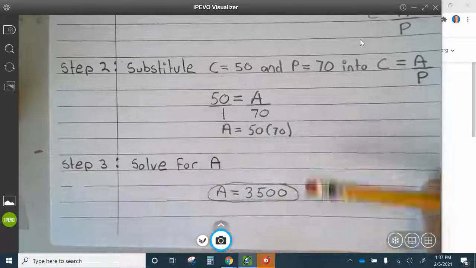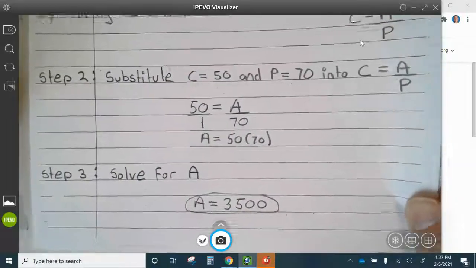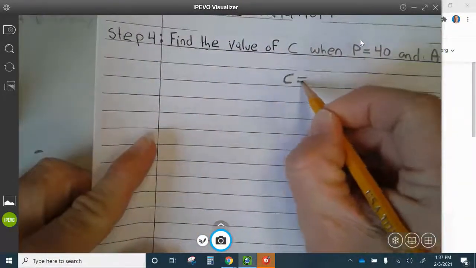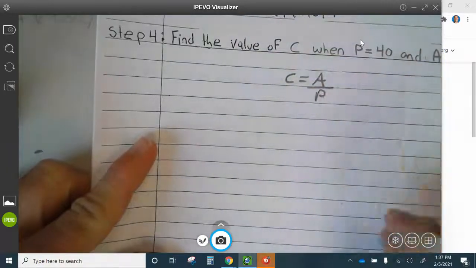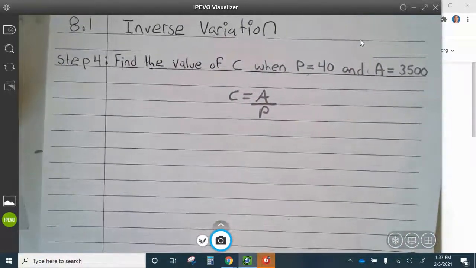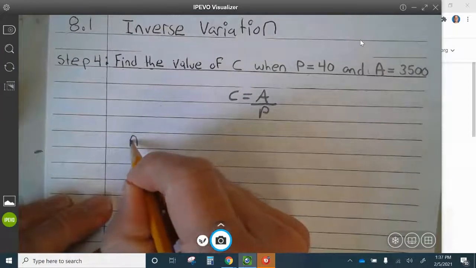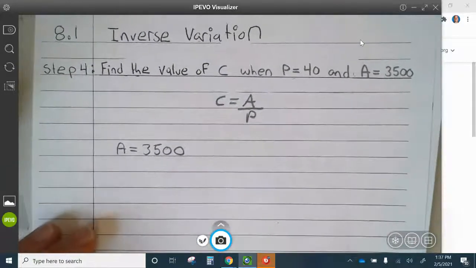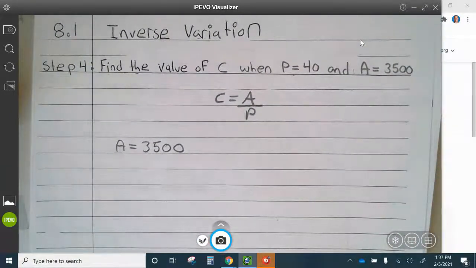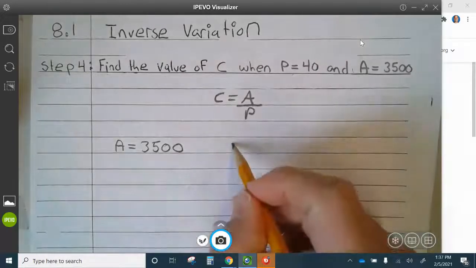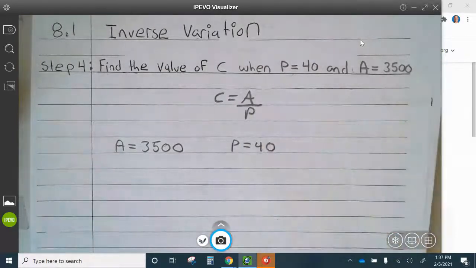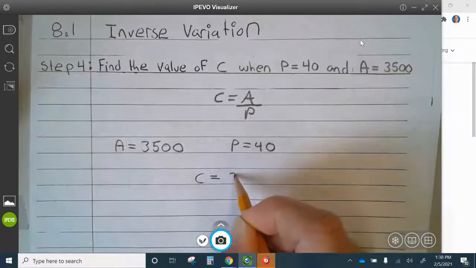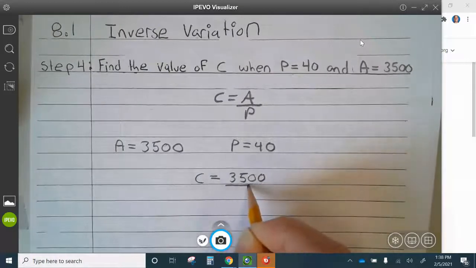All right, let's look at the next step. All right, so our equation is C equals A divided by P, and A we know is 3,500. Now it says find the value of C when P equals 40 and A equals 3,500. Okay, so we have the A equals 3,500, and we now know P equals 40. So we're going to plug these numbers into here. So that's C equals 3,500 divided by 40.